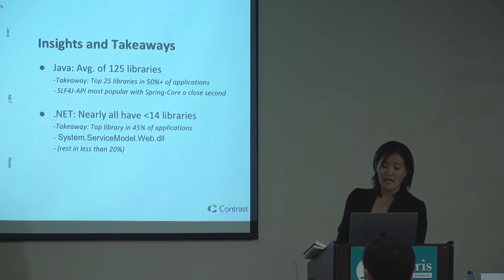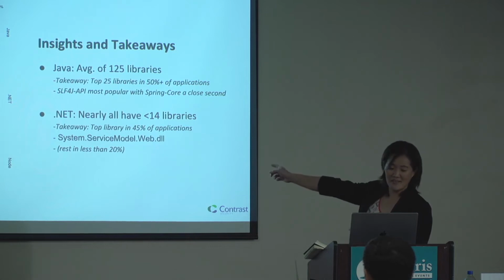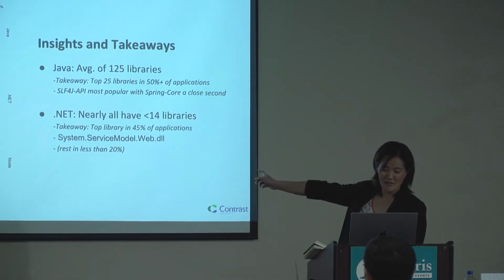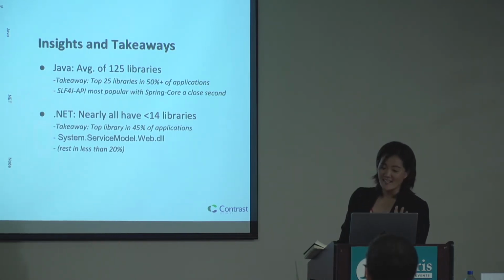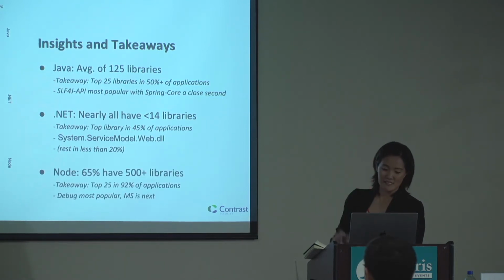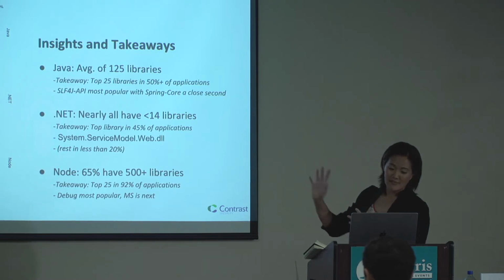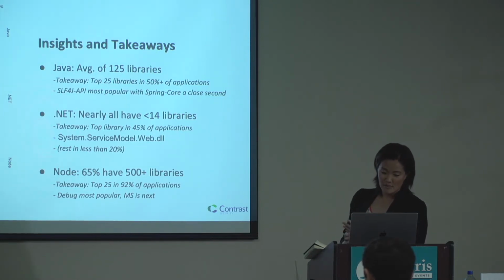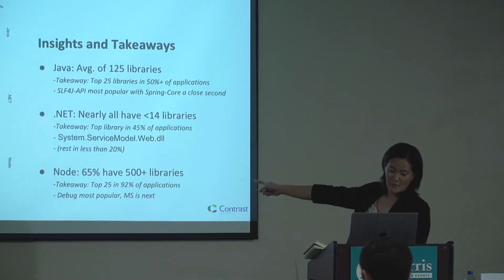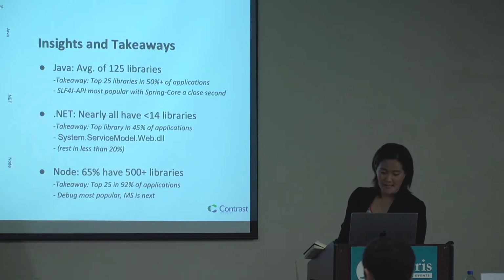.NET applications, on average, have fewer than 14 libraries. And here's the name of the top library, by the way: system.servicemodel.web. Again, you could have said anything, bro. I'd have been like, yeah, that's right. It's the top library in 45% of applications. And in Node, 65% have 500 or more. This is crazy. Debug is the most popular, and this other one I had to look up: converting time to milliseconds is the second one.